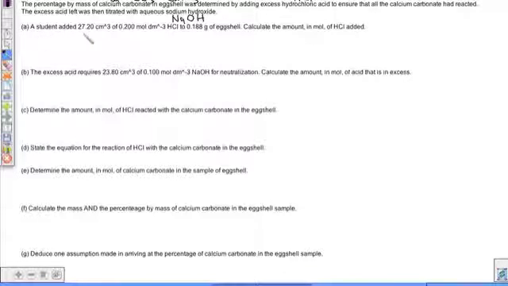Now that we have that underway, we can take a look at what the first part of the problem says. It says a student added 27.20 centimeters cubed of 0.200 moles per decimeters cubed of HCl to 0.188 grams of eggshell. Calculate the amount in moles of HCl added. We know that we can figure out moles of something, so moles of HCl in this case, by taking the volume multiplied by the molarity. So we look here, they added this much, which is our volume, centimeters cubed, and this 0.2 moles per decimeters cubed is our molarity, which means that this is extra information.